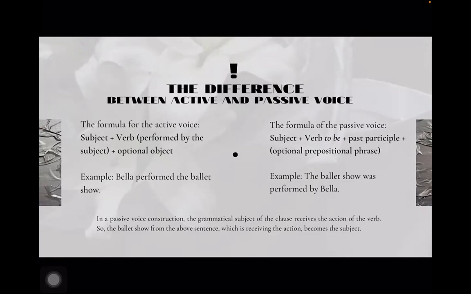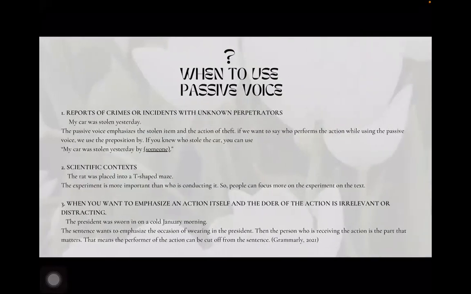When to use passive voice? First, to report a crime or incident with unknown perpetrators. Sometimes we use the passive voice because we don't know or do not want to express who performed the action. If we want to say who performed the action while using the passive voice, we use the preposition by. Second, scientific context. Third, when you want to emphasize an action itself and the doer of the action is irrelevant or distracting.